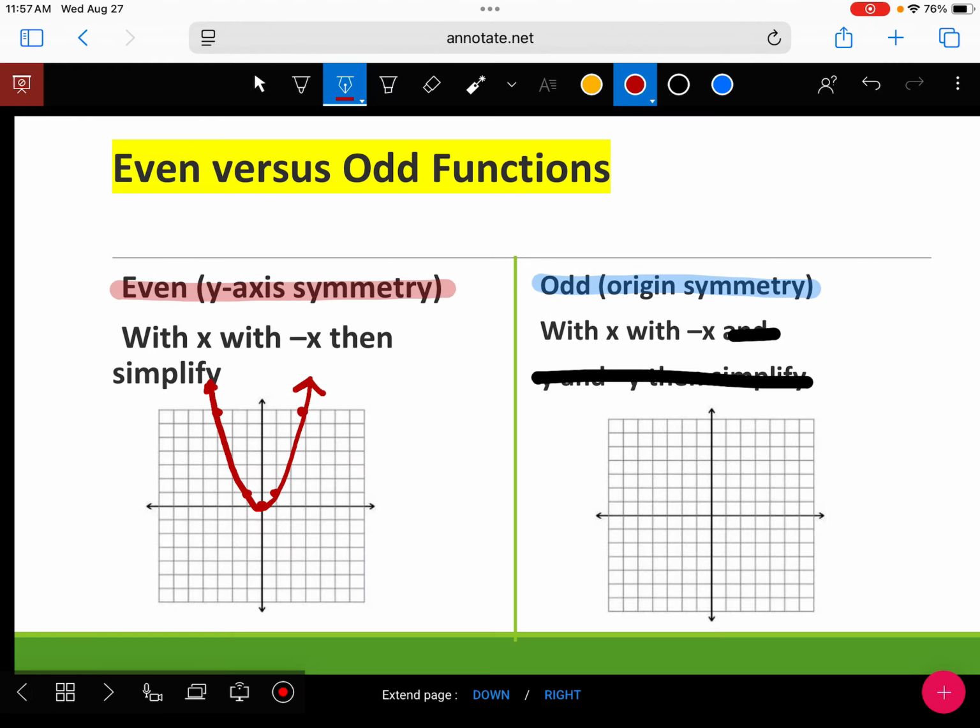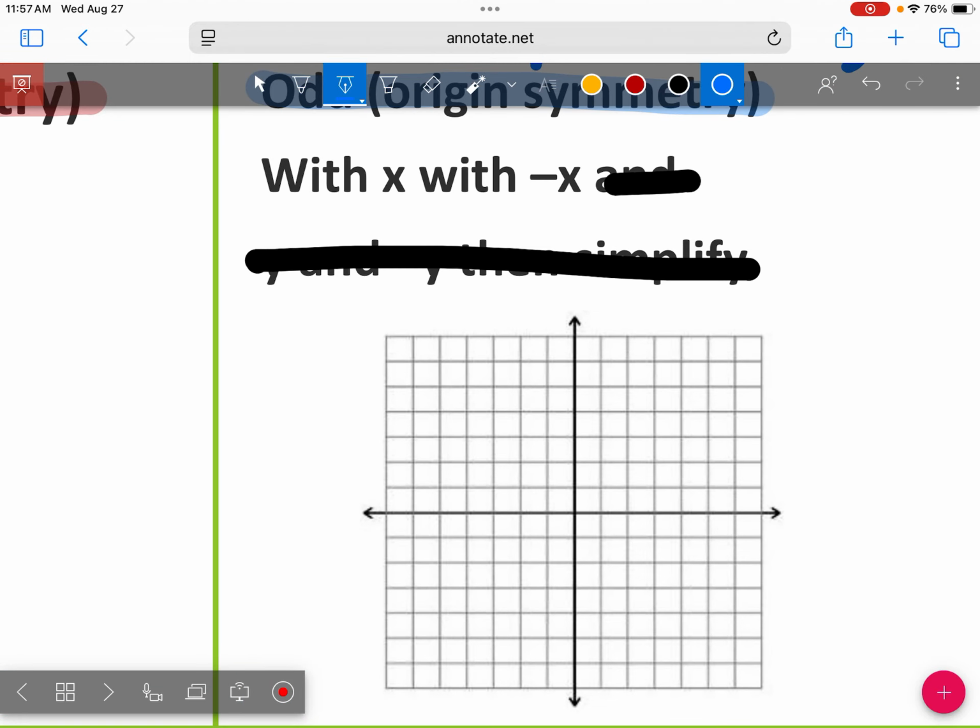If it has origin symmetry, that means that if you rotate it 180 degrees, it's the same. So the most basic one to draw would be like a cubic function.